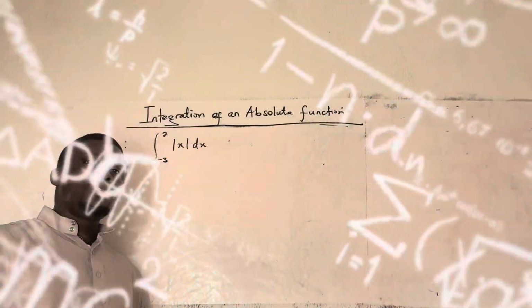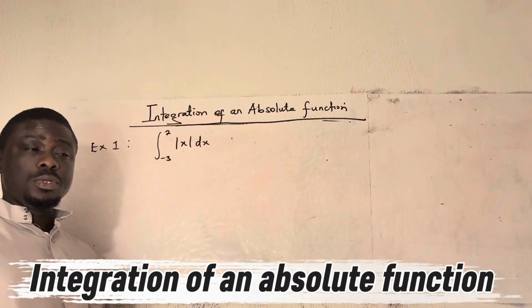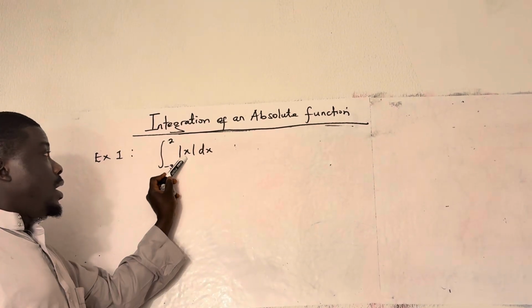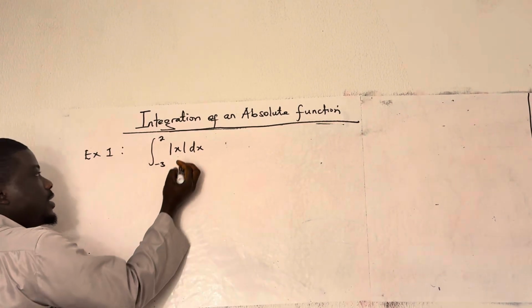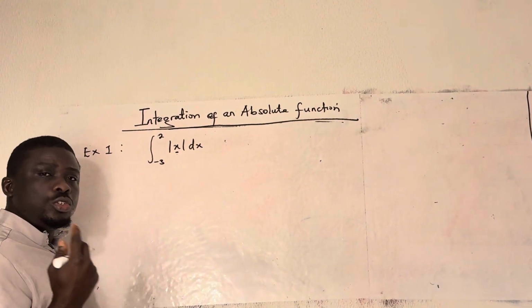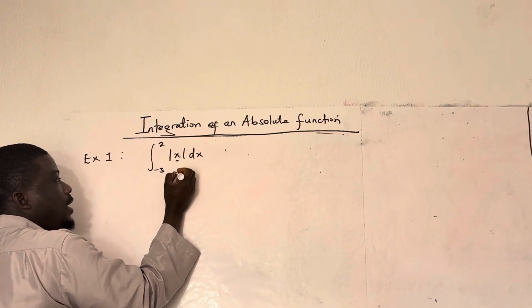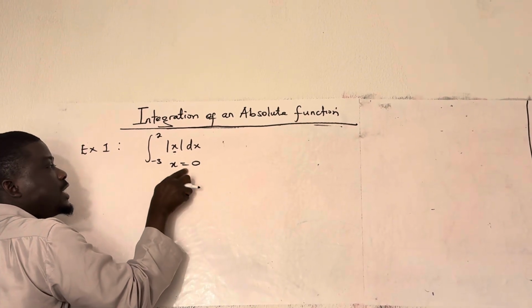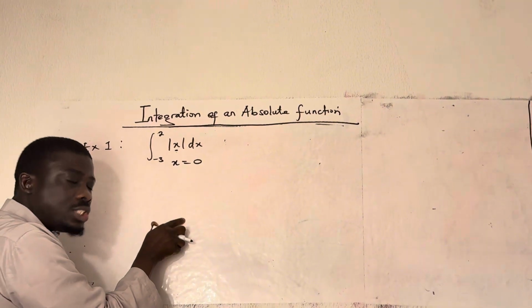Hello everyone. Today I will be explaining integration of an absolute function. How do you solve a problem on an absolute function? The first thing that should come to your mind is to equate the function to 0. So here we have the absolute value of x, so x will be equal to 0. When x equals 0, it shows that at point 0 is where the limit will change.